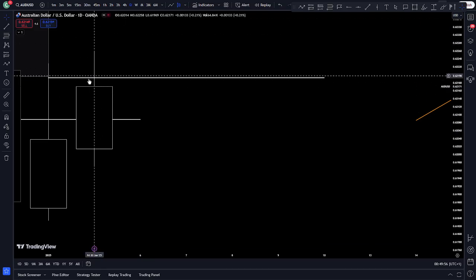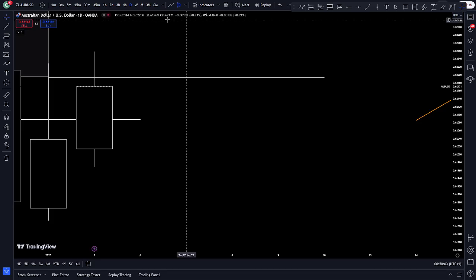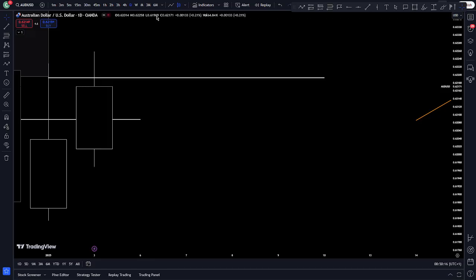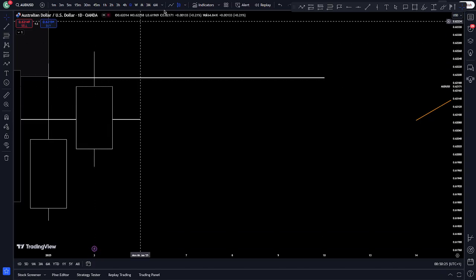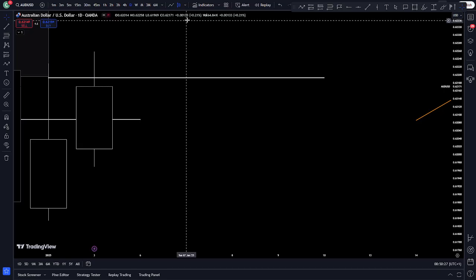So let's look at the open. The open is 0.62014, and then let's go to the close. The close is 62171. So 62014 and 62171. So 171 is definitely higher than 14. So it closed higher than it opened. I hope you can see that now. So if you are doubting the infographic on your candle, you can pay attention to the price point here.